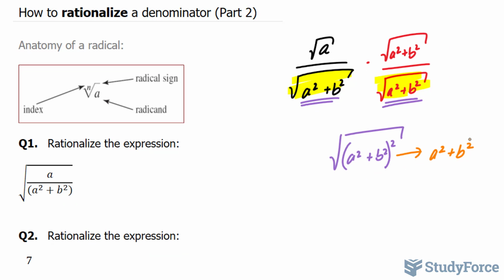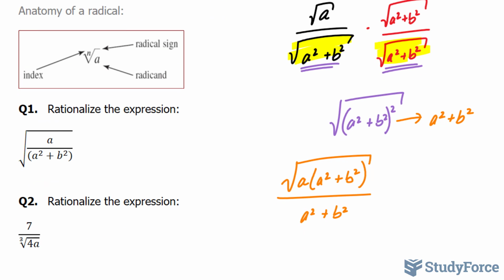At the top, however, that's a different story. We're going to multiply this radicand with this a. That gives us a times a squared plus b squared. And at the bottom, we're content with a squared plus b squared because that's the whole purpose of rationalizing. We do not want a radical in the denominator. This is your final answer for question 1.